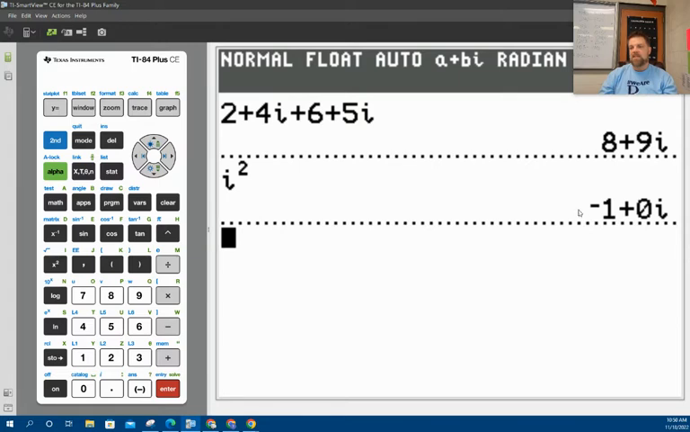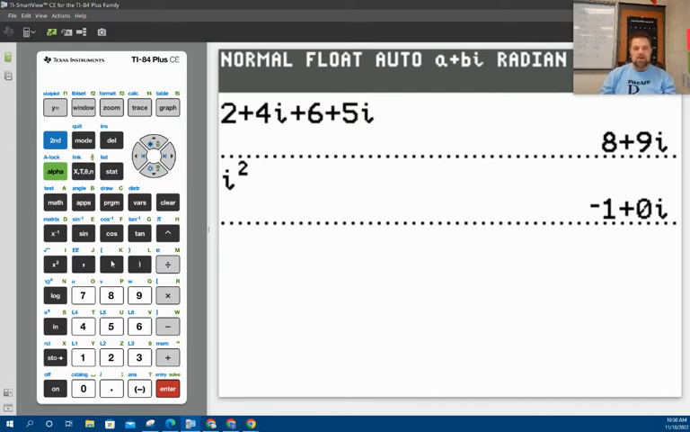Now, the only drawback to being in the complex mode is that it's always going to put the A plus BI. So it's always going to have the real number and the complex number. So you have to keep that in mind. In other words, this answer is just -1, but it's 0i. Right, because there are no i's, because i squared equals -1.